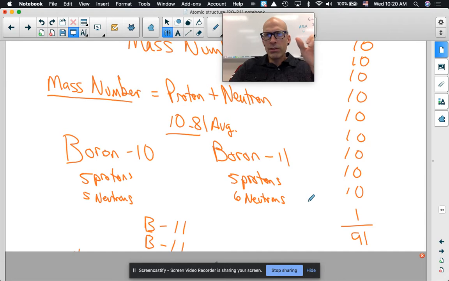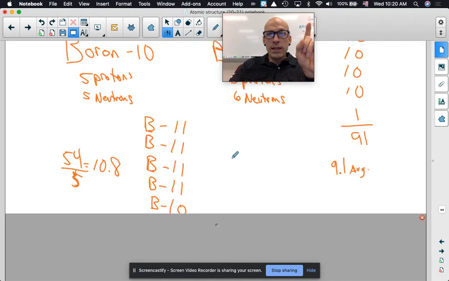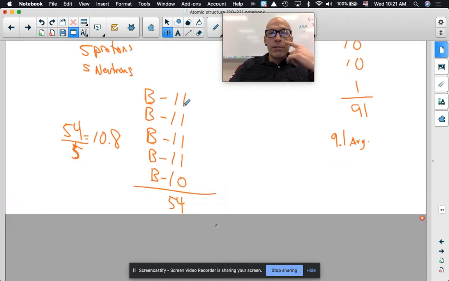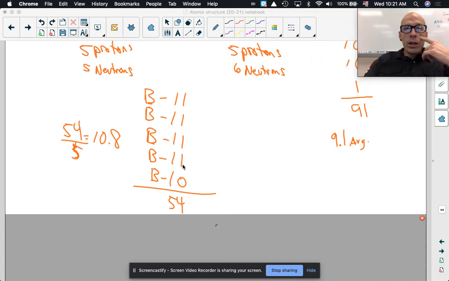So the average is weighted toward what there's more of. If you think about boron here, let's say we have 4 boron 11s and then 1 boron 10. That's 54 total, divided by 5 atoms. That's 10.8. So we've got about a 4-to-1 ratio here. There's about 4 boron 11s for every 1 boron 10-ish. That's how the 10.8 could be an average, even though there's only 2 kinds of borons.